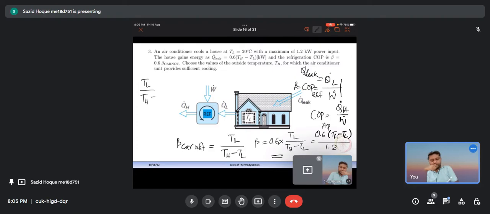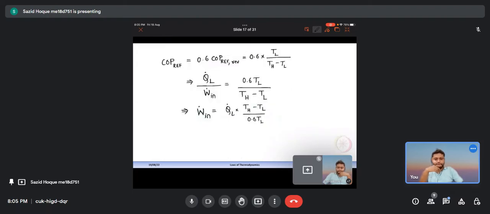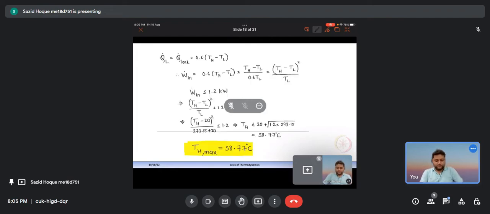TL by TH minus TL equal to, you can put this 1.2 here. This is TH minus TL. It will be coming as a square. You have to take one value which is positive. So that's what I was talking. This 0.6 COP reversible, that is T2 TH minus TL. So this is given. So you can write W in terms of Q dot L TH minus TL by 0.6 T2.